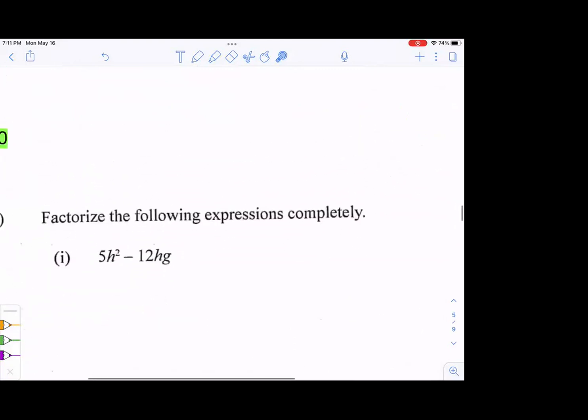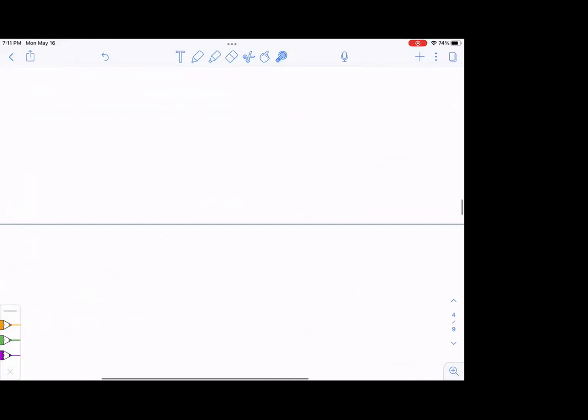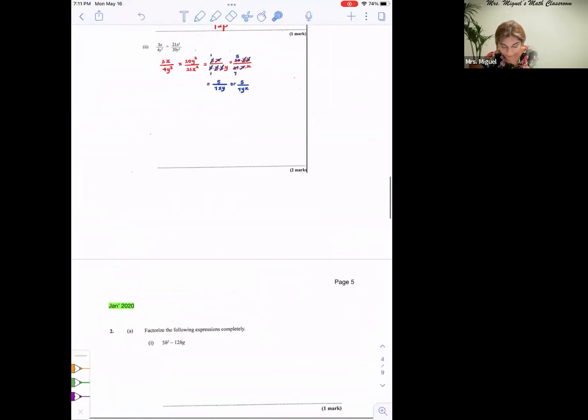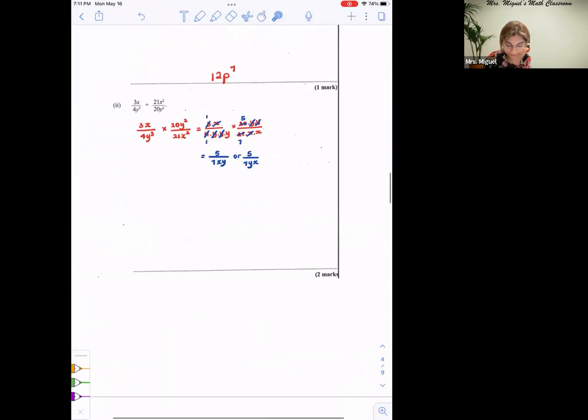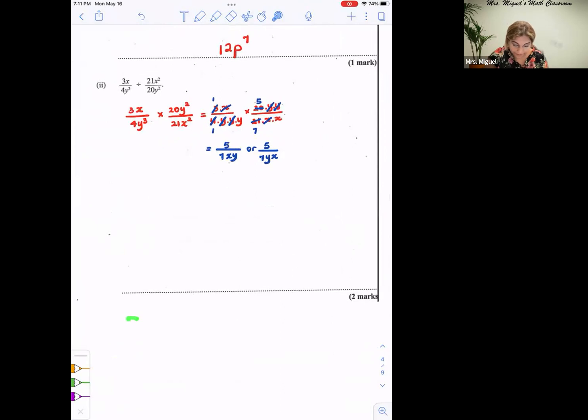Factorize. If you go back for a second, please. Factorize the expression completely. So let me write it here. 5h squared minus 12hg. Remove the common factor. So write 5h squared as the product of factors. Write 12hg as the product of factors. Remove the common factor and factorize the expression. So go ahead.